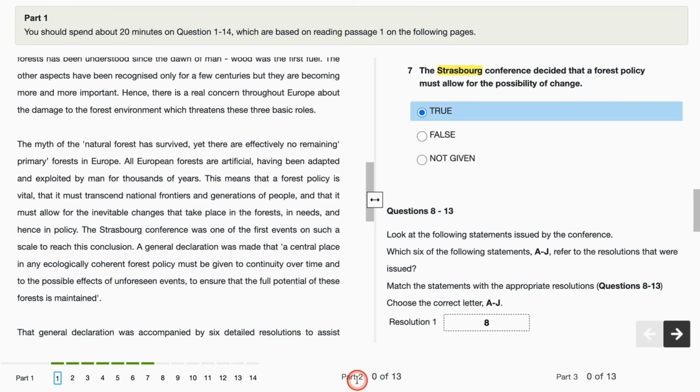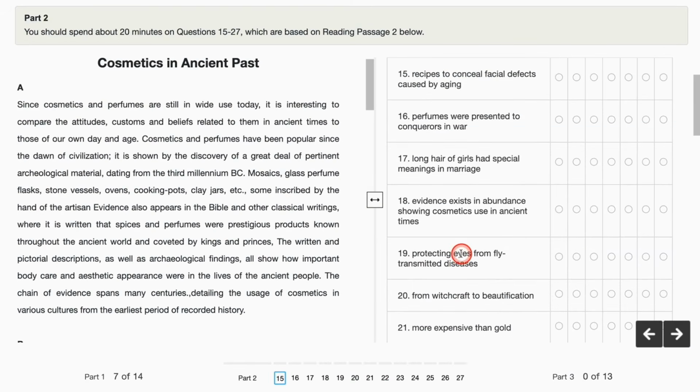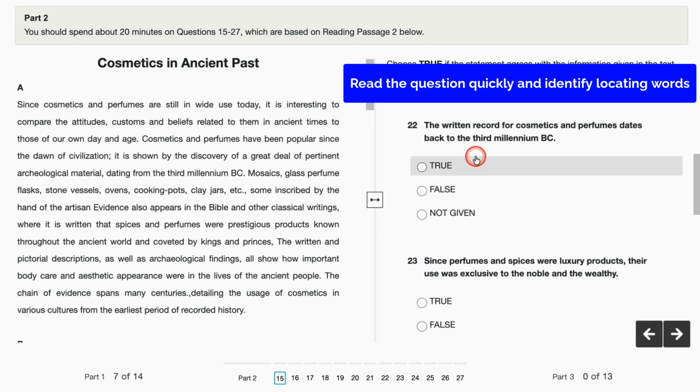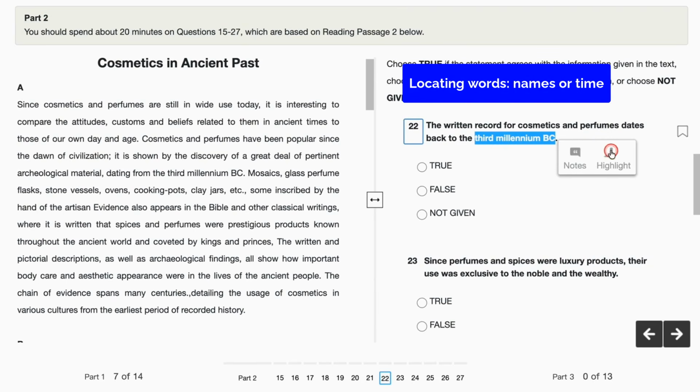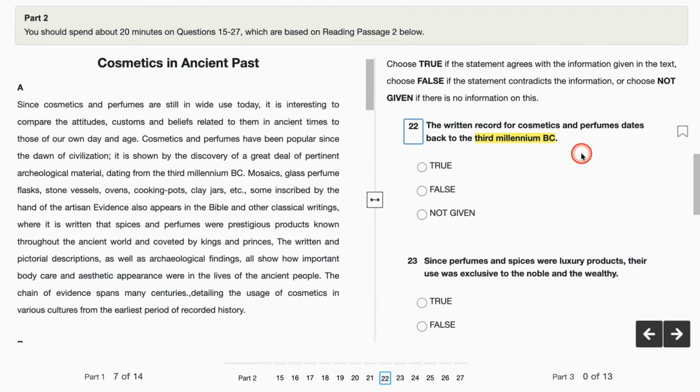Part 1 is done. Hope you guys continue watching because parts 2 and 3 are harder. So the first step is to quickly go through the question and find the locating word. The written record for cosmetics and perfumes dates back to the 3rd century BC. Obviously, we can use this time to locate the answer. Now, I will play the audio for the first paragraph. You try to find out if this paragraph mentions this time, and at the same time, try to understand the general meaning of the paragraph, okay?